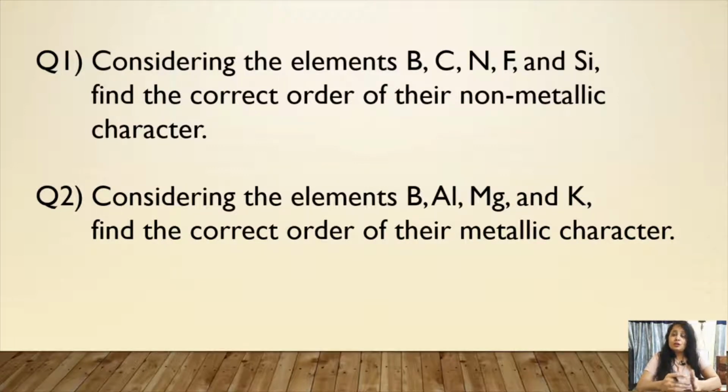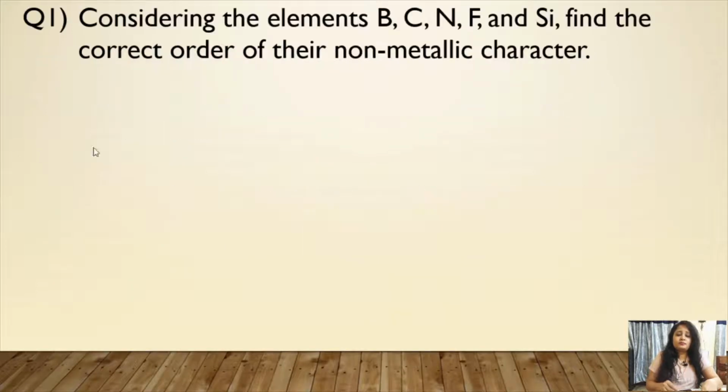So first of all, I'm going to read the questions I am going to take to solve in this topic. The first question is, consider the elements boron, carbon, nitrogen, fluorine and silicon. Find the correct order of their non-metallic character. And the second question, which I will solve in the second half of this video, is, considering the elements boron, aluminium, magnesium and potassium, find the correct order of their metallic character. So let's take question number 1.